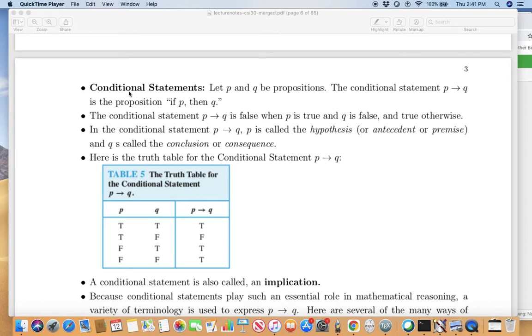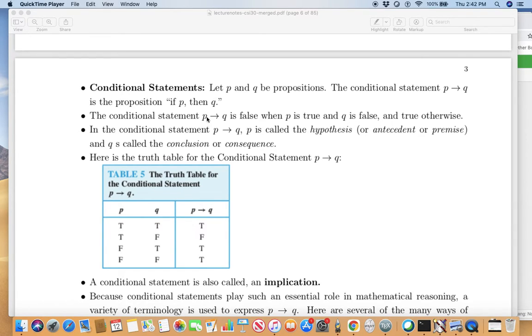Conditional statements. Let P and Q be propositions. The conditional statement P implies Q is the proposition "if P, then Q." That is, if P is true, then Q is true. The conditional statement P implies Q is false when P is true and Q is false.